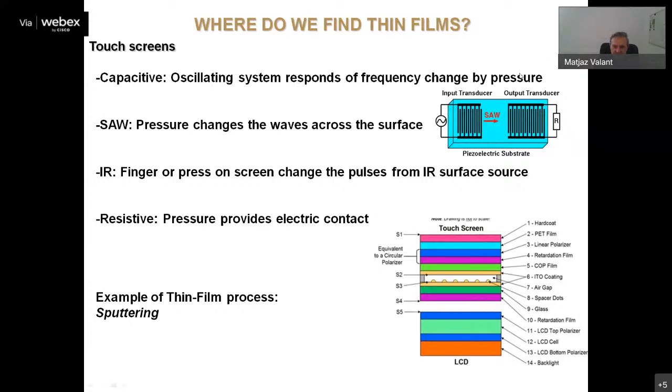So we're changing the pressure on the thin film, and by the pressure we would of course slightly deform the system of the thin films. What would then cause the change in oscillating properties? Well, the second method is similar, just that we are then detecting waves across the surface. Then one is working more or less on thermal effect, and the other one on change in resistivity. So one or another is built into your mobile phones.